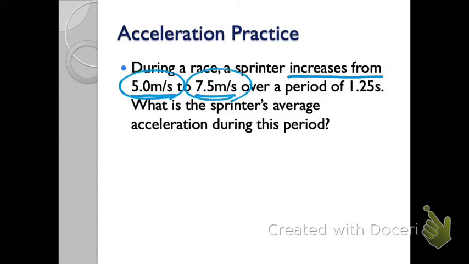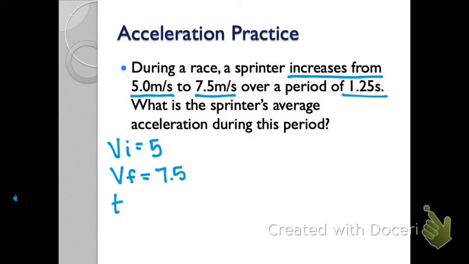Good. Initial and final velocity. So which is my initial velocity? 5. So VI is 5. V final, right? Velocity final is 7.5. And then our time is 1.25. How do I know those variables? How did I know automatically that this was velocity? Meters per second. Right, the units. The units tell us that that is velocity because that's what velocity is measured in, meters per second.